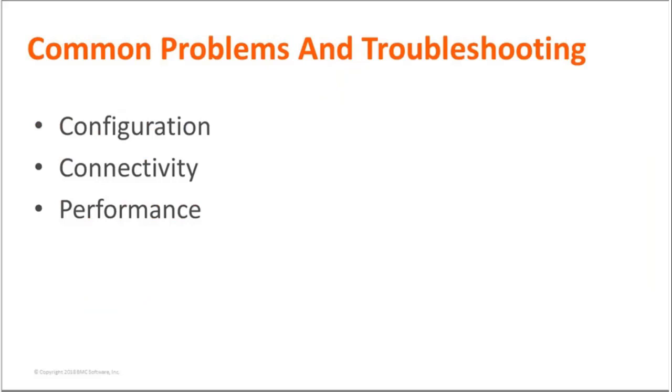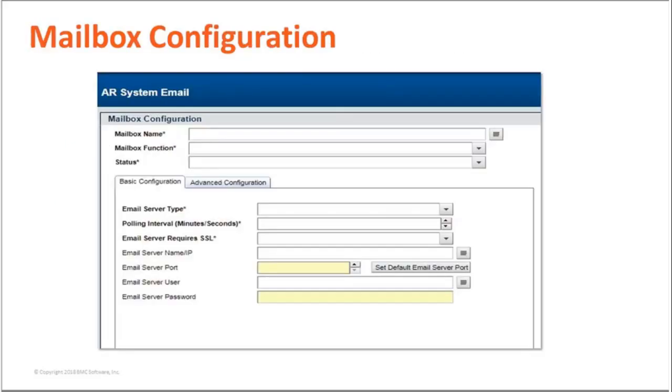Okay, going forward in this presentation, we'll be discussing a few of the most common problem areas and some troubleshooting techniques for the BMC Remedy email engine. We'll focus on 3 specific areas: configuration, connectivity, and performance. So let's get started with configuration.